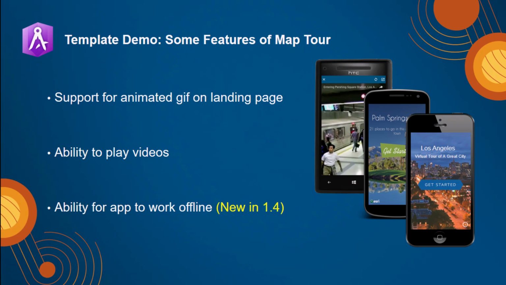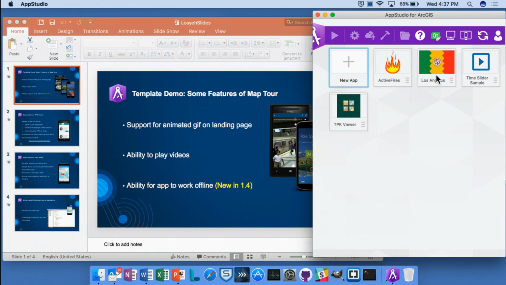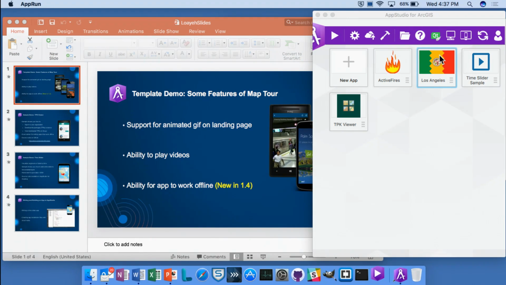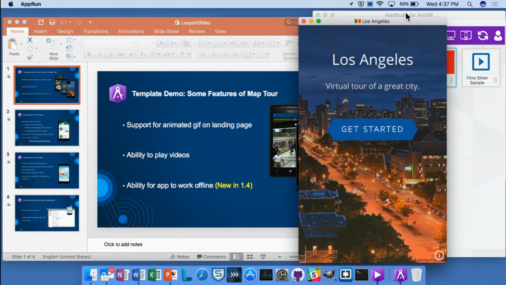The first is that the MapTour template supports animated GIF. So if you have an animated GIF, you can use that on your landing page. Let me show you how that looks. Okay, so this is a MapTour of Los Angeles, and as you can see, it has an animated image, and you can do that in your apps as well. That's going to make your apps more alive to your users.